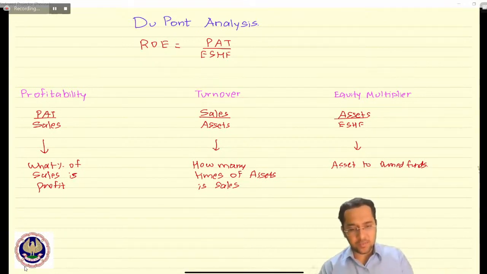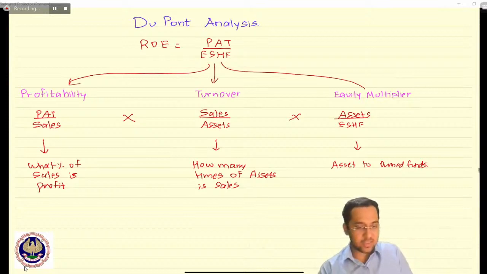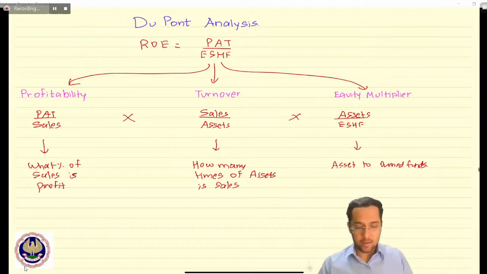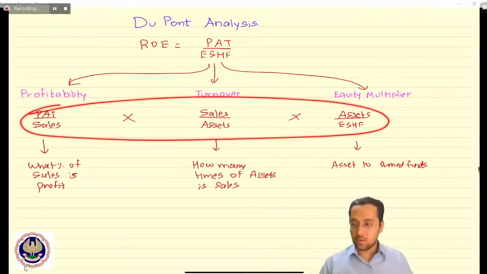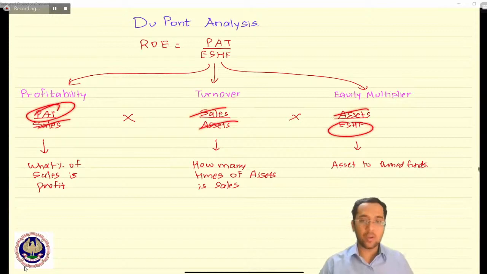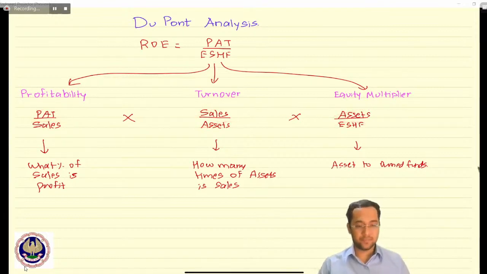Basically, if you observe, sir, if I multiply all three of them, you will find that it's just the same return on equity. Multiply all of them, and you will observe that sales get cancelled, assets get cancelled, and what you have is PAT upon equity shareholders funds.